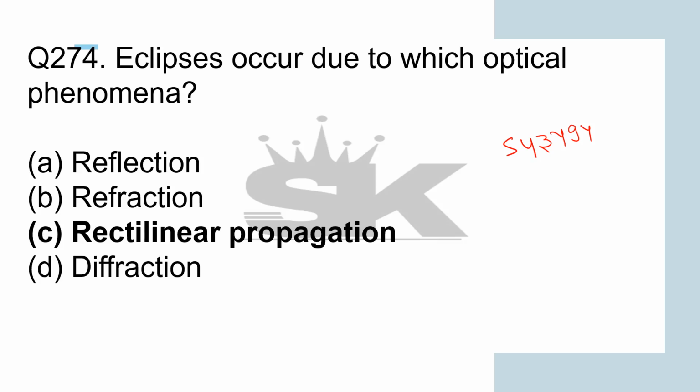In a homogeneous transparent medium, light travels in a straight line, and this is known as the rectilinear propagation of light. Okay.